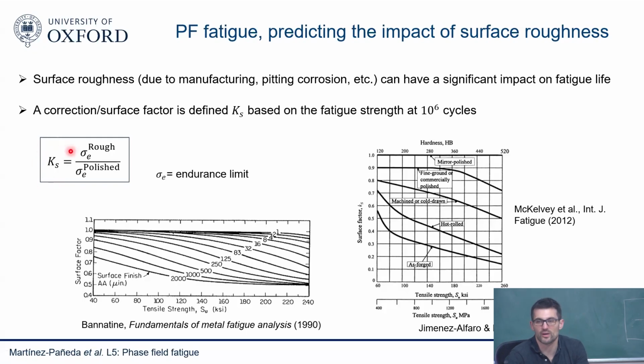This is a correction factor that tells you, if you have a polished, smooth sample, and this is the endurance limit, or the fatigue strength at 1,000,000 cycles, then the endurance limit, this is what you're interested in, right?